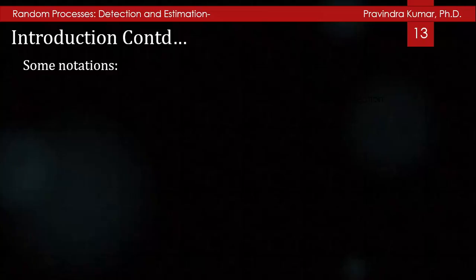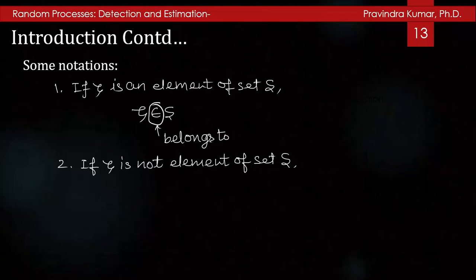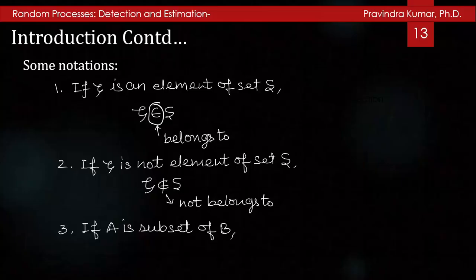Now we will use some notation in this series. If x_i is an element of set S, then we can say that x_i belongs to S, and this is the notation for belongs to. And if x_i is not an element of S, then we can say that x_i doesn't belong to S, and this indicates not belongs to. And if A is a subset of B, then we denote it as A subset of B, and this is the indication of subset.